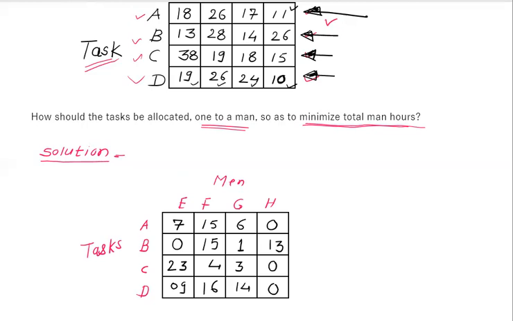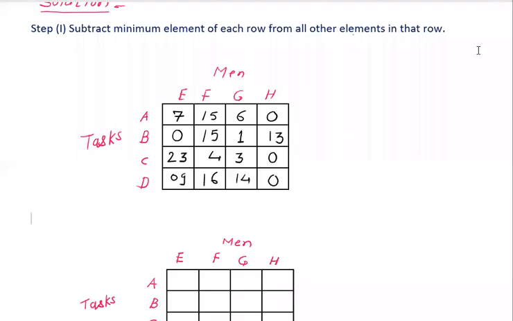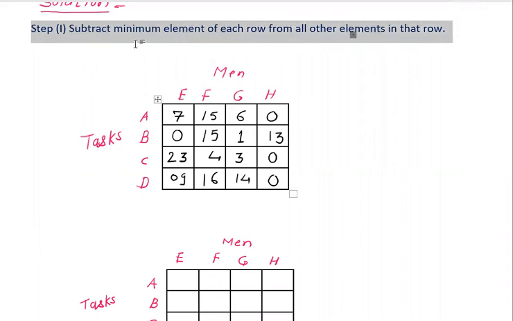So the first step we have applied: subtract the smallest number of each row from all the entries in that row. So we have performed step 1. Subtract the minimum element of each row from all other elements in that row. So this is the matrix obtained in the first step.